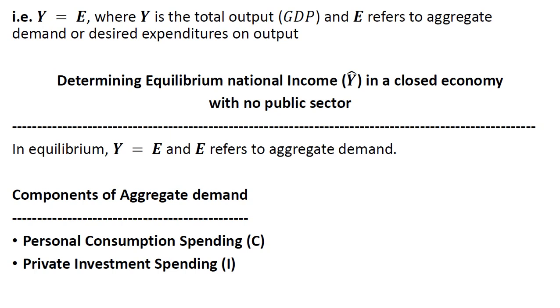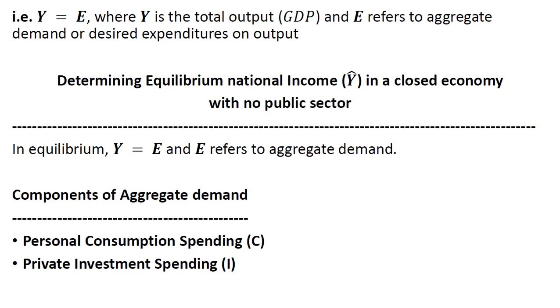So we are going to do some small calculations in determining this equilibrium national income. There are various levels at which we can do this, but we'll start with the simplest economy. That is, we are going to see how equilibrium national income is determined in a closed economy with no public sector. When we say a country's economy is closed, what it simply means is that that economy is not open to international trade. You don't buy from outside your country and you don't also sell to those outside your country.